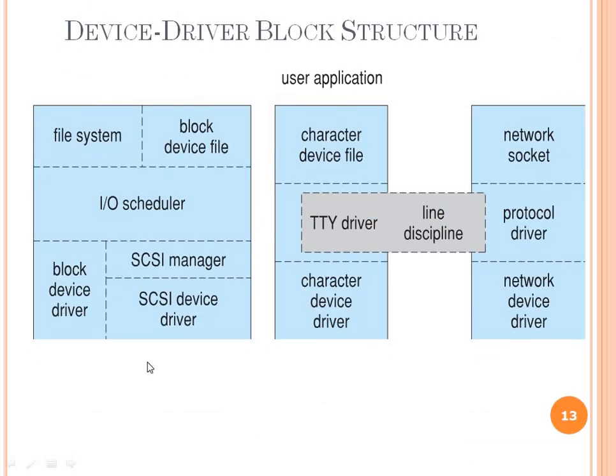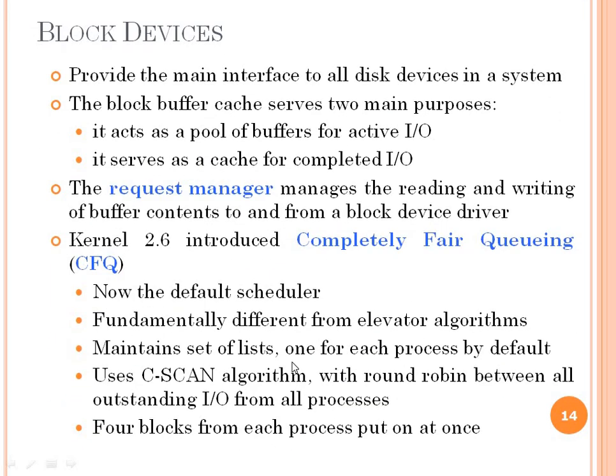So let us see these devices with respect to the file system. We have these block device files. Every device we see is mounted on some file system in Linux. We have the IO scheduler for that device. We have the block device driver for that. We can see the SCSI manager and SCSI device driver are also there for the block devices. And for the character devices and the network devices, we have the TTY driver and the line discipline. So we can see how the protocol driver is required for the network, which is not required for the character device, but we should have the device driver, which is necessary to work with the hardware devices.